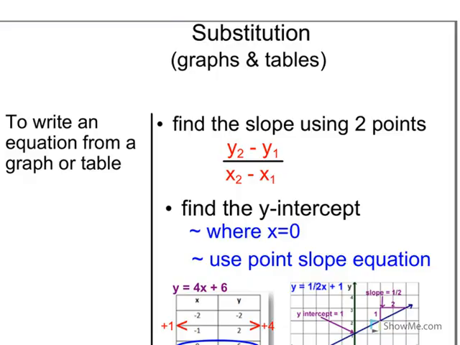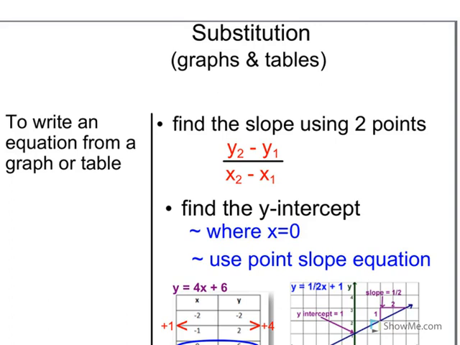Remember, to write an equation from a graph or from a table, you're going to need two things. You're going to need the slope, and you're going to need the y-intercept. The slope is the change in y over change in x. So from a graph, you could look at rise over run. And from a table, you just simply look at the changes in the y's and the changes in the x between 2 points. To find the y-intercept, it's when x is 0.